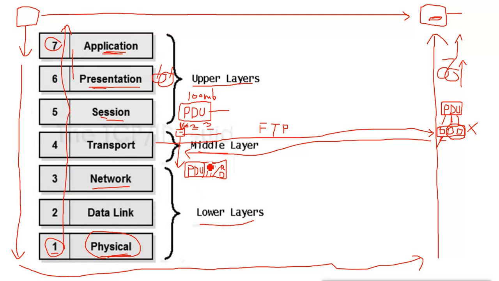So after the transport layer added one header, the network layer will also add one more header to the data, and that will have the address information, network address information like source address, destination address, router address, whatever. And then it will forward the data to the data link layer.